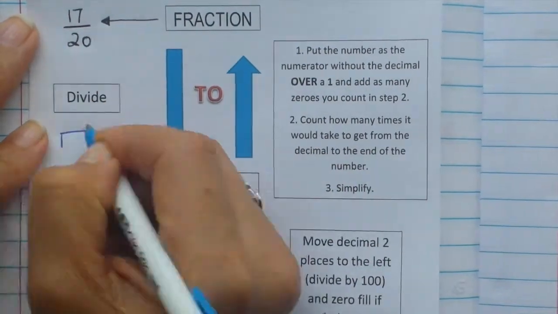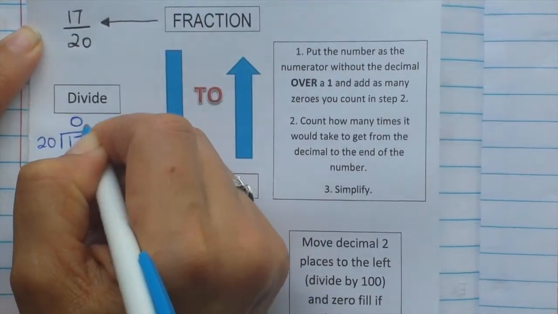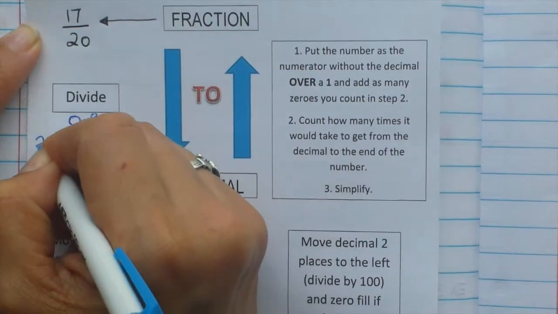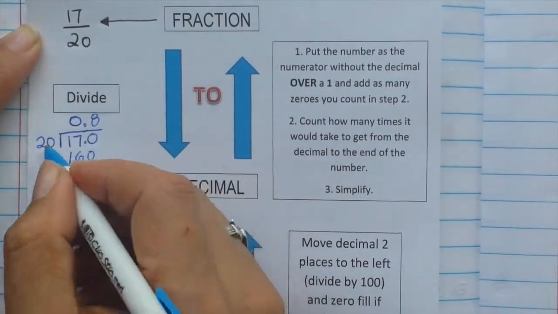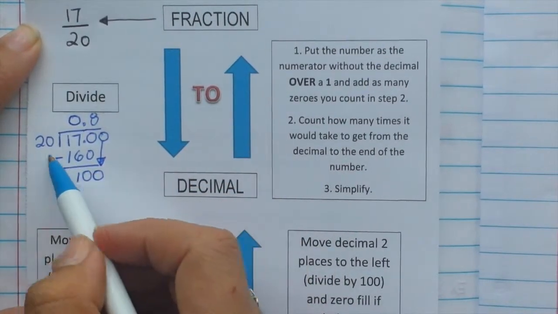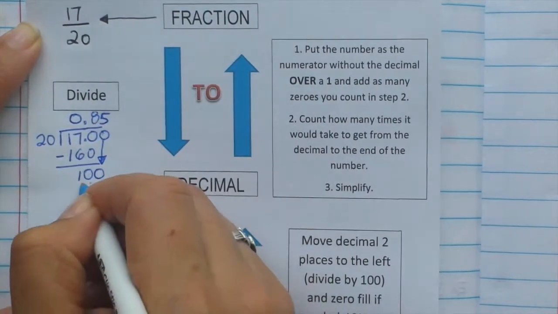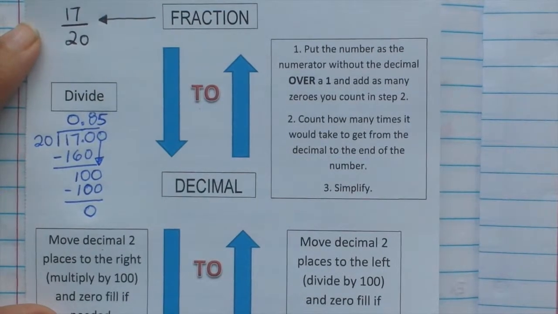First come, first serve. What goes in the house? 17. Outside the house, 20. First you divide, then add a 0 because I need it. First you divide, then multiply, then subtract. Bring it down. There's nothing to bring down, so we're going to add a 0. Then again, first you divide 5 times, then multiply 100, then subtract. Alright, so it's 0, so that's all it is.